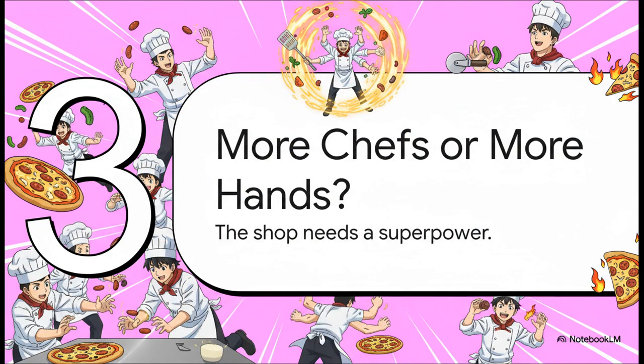Okay, the evening rush is here, and just juggling isn't enough anymore. We need to do more, and we need to do it faster. So the owner has a big decision to make. Do we hire more chefs, or do we give our one chef a superpower?